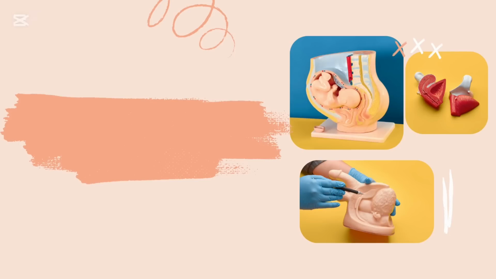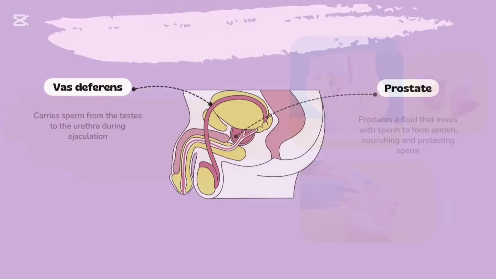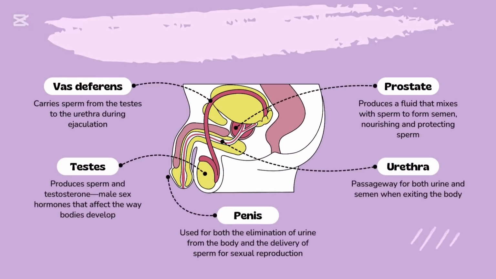Key functions of the reproductive system. Production of gametes, sperm and eggs. The reproductive system produces gametes, sperm in males and eggs, or ova, in females. These cells are necessary for fertilization. Hormonal regulation. Hormones such as testosterone, estrogen, and progesterone regulate reproductive functions, including puberty, fertility, and pregnancy.